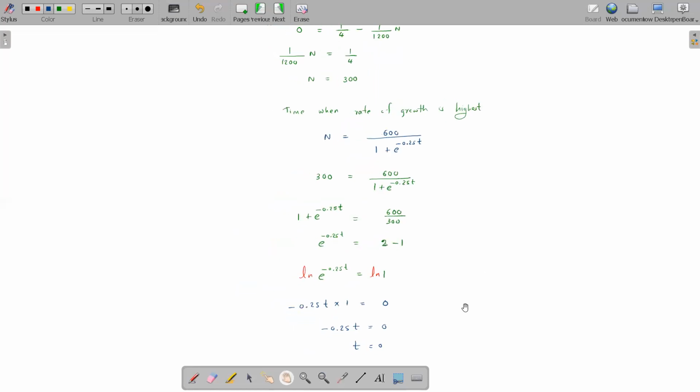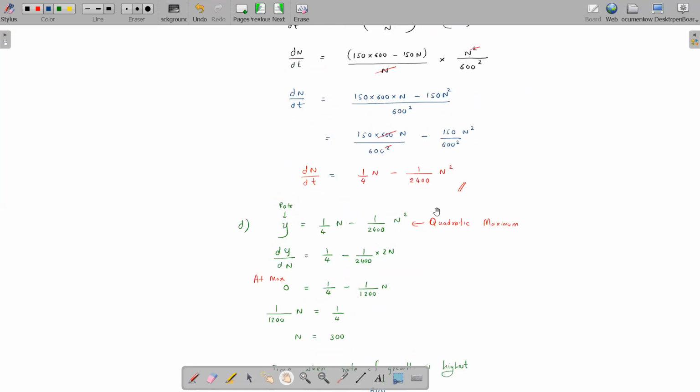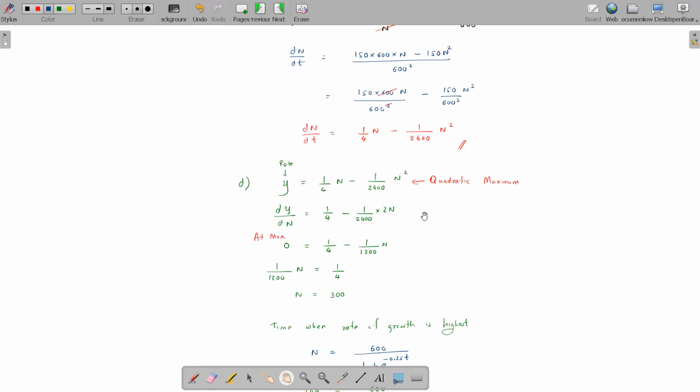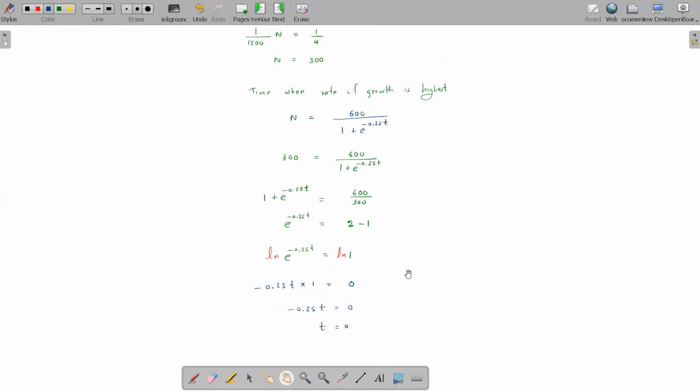Check on it again. n is 300, right? 3 times 2 is 6. 2 minus 1 is 1. In the first question also we found when t equals 0, n is 300. So we actually don't need to go that far. In the first question we found n is 300, which means from there we should have figured out t should be 0 from that point itself.